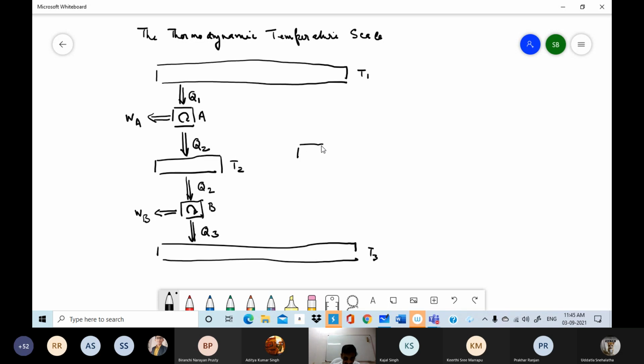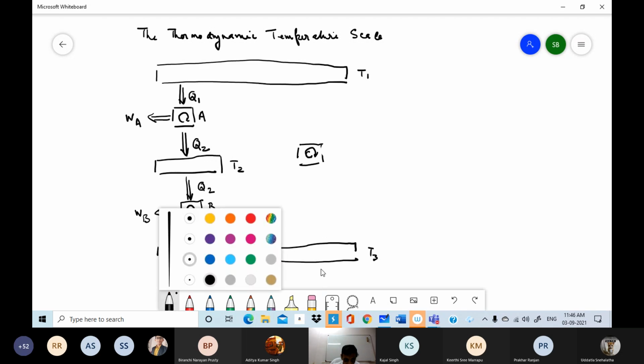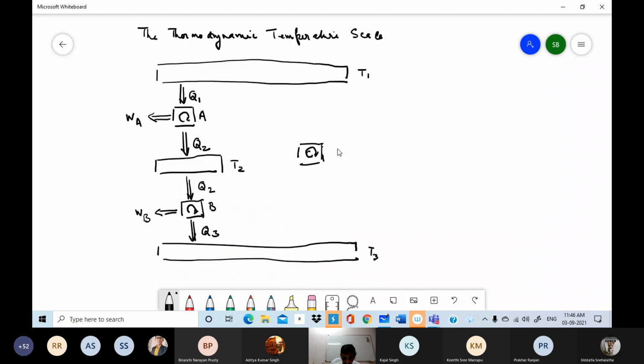Again, let me connect one more heat engine C. And let's say Q1, the Q which is transferred from T1 to heat engine C, is the same value as that transferred to engine A. So the heat transfer from reservoir at T1 to engine A and to engine C have the same value Q1. So I don't require any Q1 prime or anything.